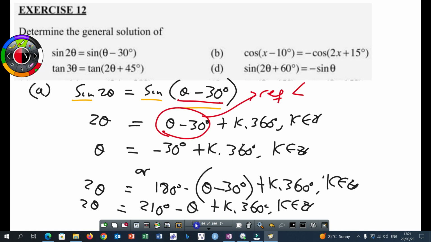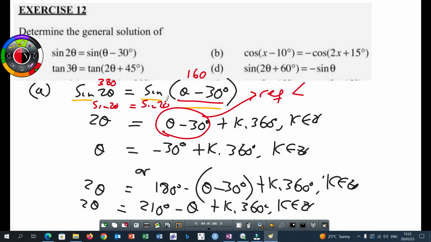So let's go to the original equation. Put 190 here, you get sine 380. Then put 190 here, you end up getting 160. Okay? Sine 380 is in the first quadrant, which is the same as sine 20. And sine 160 is the same as sine 20. So the general solution is perfect.